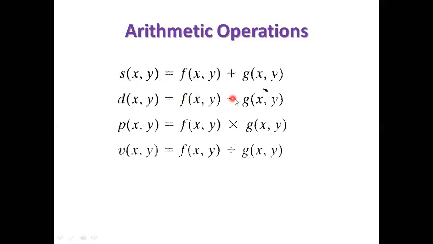Next, minus, that means the difference, so d of x comma y. Multiplication will be represented as p, the product of x comma y. Division will be represented as v of x comma y. So if we take any pixels in the image and do arithmetic operations on those pixels, those arithmetic operations are addition, subtraction, multiplication and division.